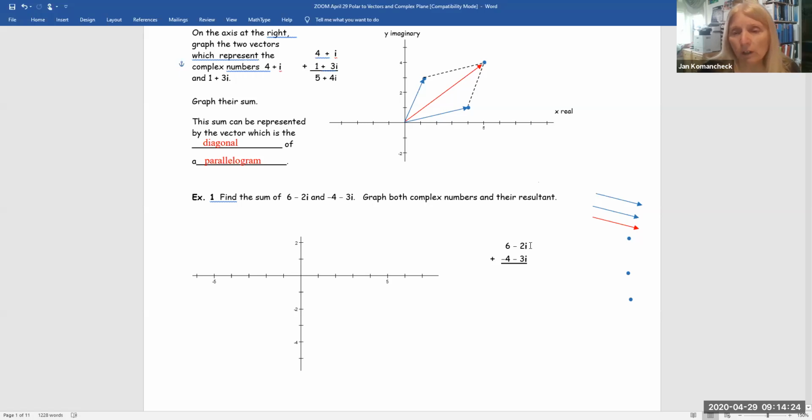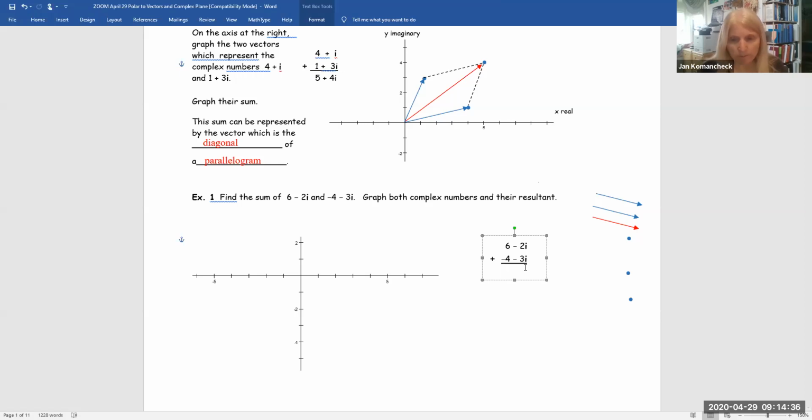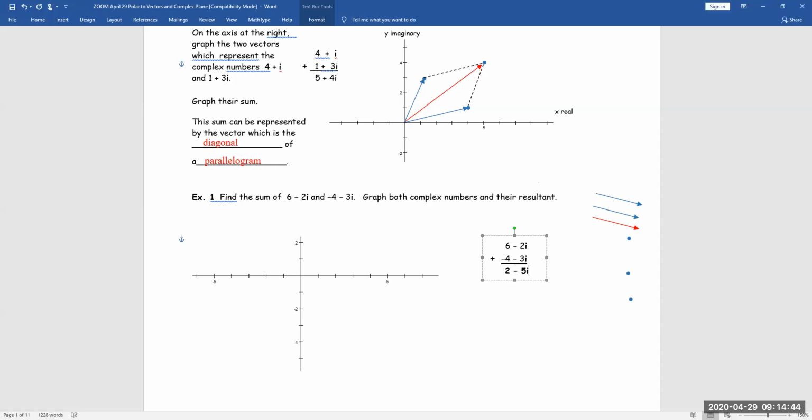So over here, I wrote 6 minus 2i, and I've got negative 4 minus 3i, and I say, hey, can you guys just add my like terms together? And you all say the answer would be 6 minus 4, 2, negative 2i, and a negative 3i. Negative 5i. Negative 5i, yes.